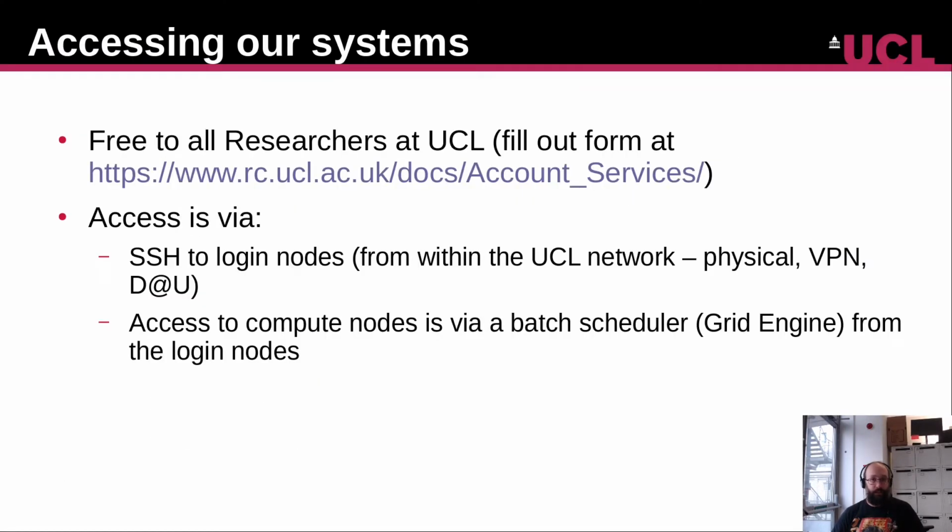Okay. Once you've got your account, you get access via a protocol called SSH, and I'll go over what that is in a minute. You have to be within the UCL network, so that either means you have to be physically at UCL, you could be logged in via the VPN, or you could be using a desktop at UCL remotely. Those things put you inside the network. You have access to the login nodes only interactively by default, and you have access to the compute nodes via a batch scheduler. And we use one called Grid Engine.